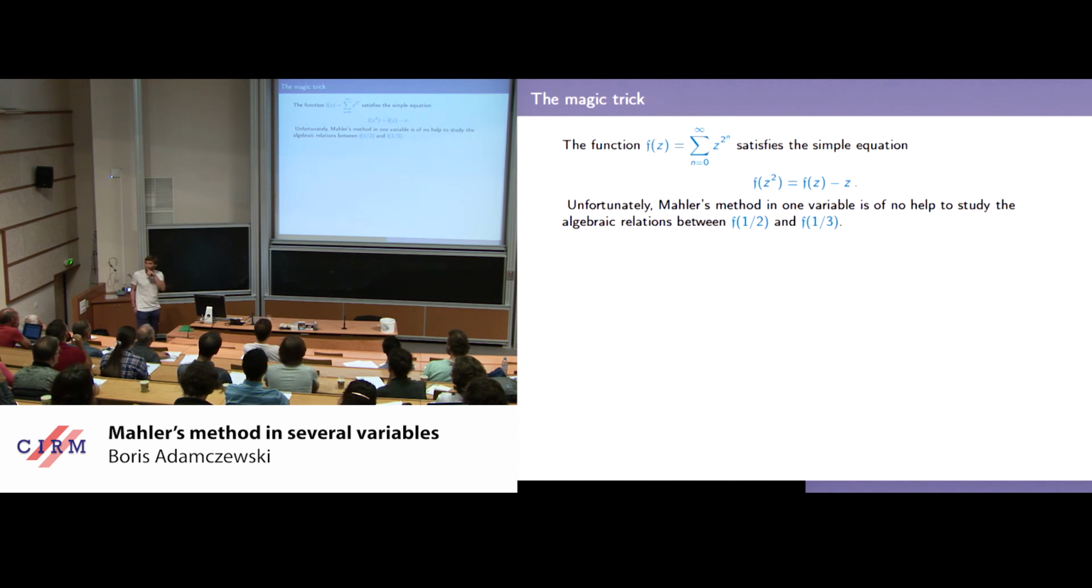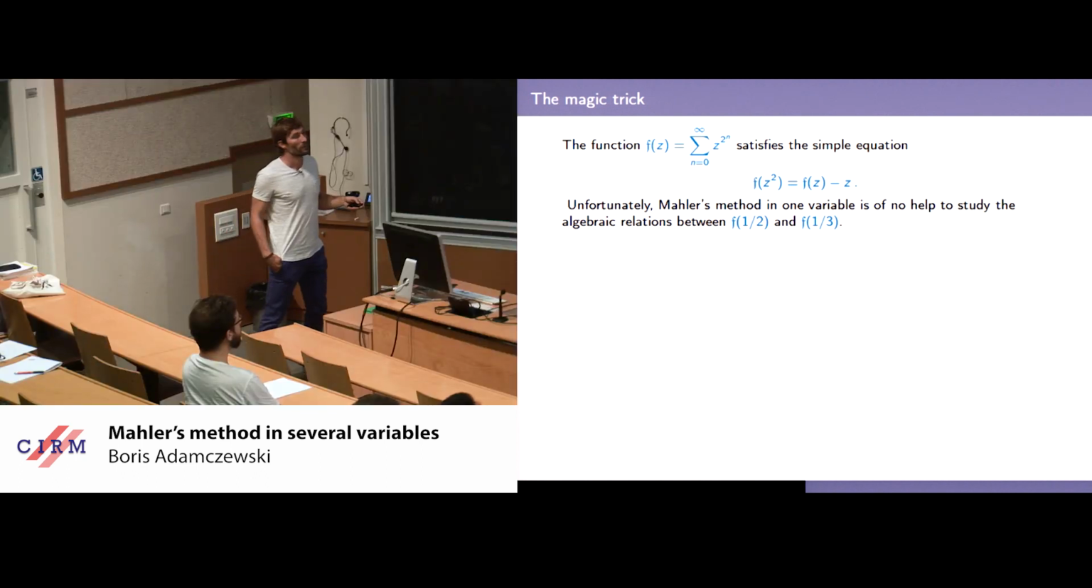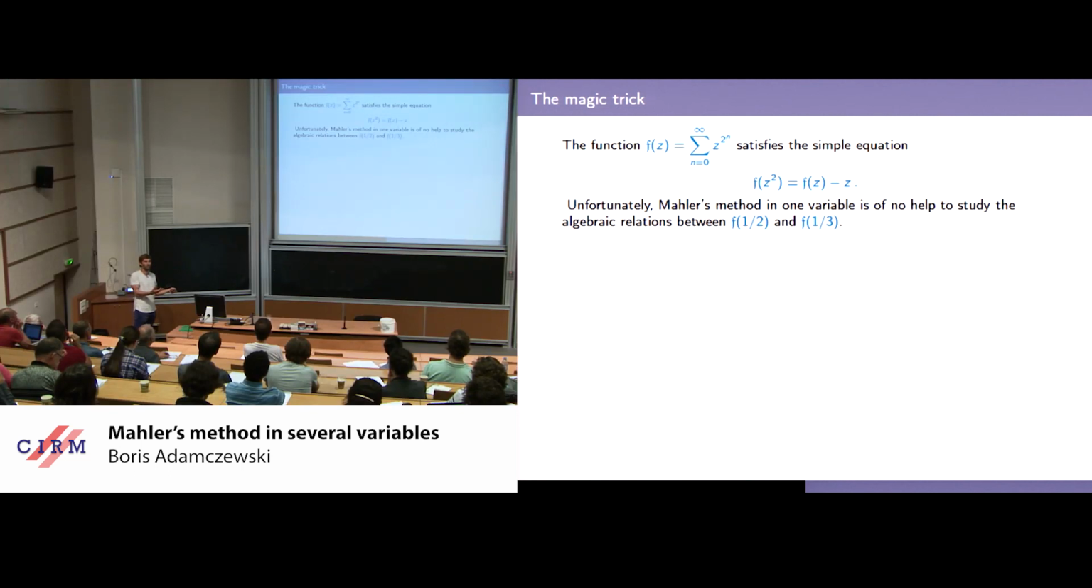If you consider the simple Mahler function sum of z to the 2 to the n, it satisfies the inhomogeneous order 1 equation f(z^2) = f(z) - z. Really easy. So using Mahler's method in one variable, for instance, the Nishioka theorem or the lifting theorem, we know that at the points 1/2 and 1/3, the value is transcendental. But you cannot use the lifting theorem to speak about the values at 1/2 and 1/3 together, to look at whether they are algebraically independent or not.